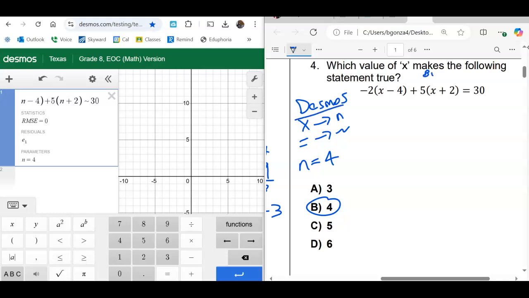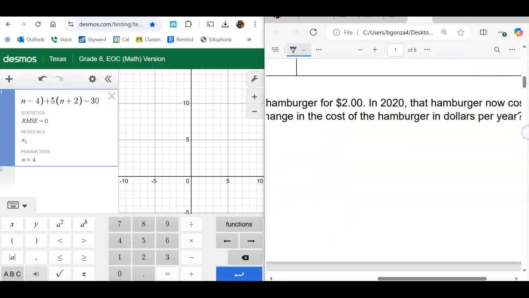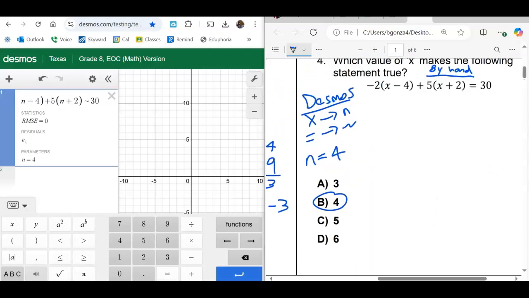And then if you want to do it by hand, okay, here's how you do it. You distribute. You're distributing the negative 2, and you're distributing the 5. So you get negative 2x plus 8. Distribute the 5, you get 5x plus 10. Now this is different than the last two because you have two x's on the same side.